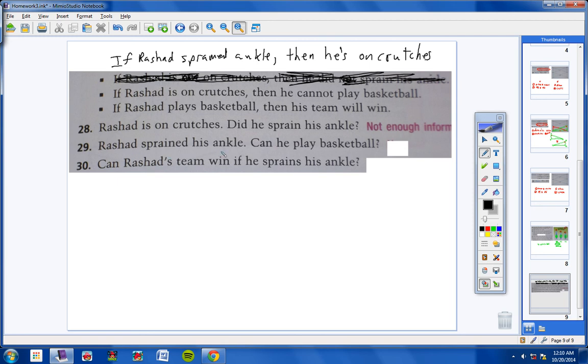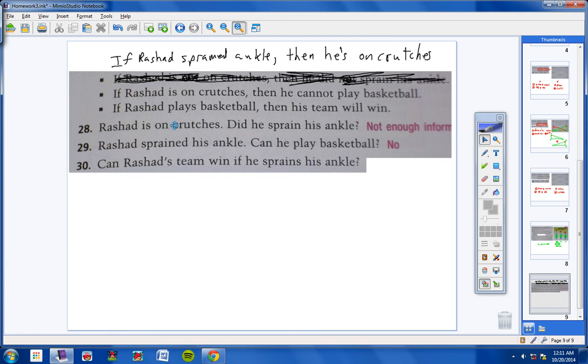Now look at this. Rashad sprained his ankle. Can he play basketball? Let's see. If he sprains his ankle, then he's on crutches. If he's on crutches, then he can't play basketball. So if he sprained his ankle, we know he's on crutches, and we know if he's on crutches, he can't play basketball. So can he play basketball? No, he cannot.